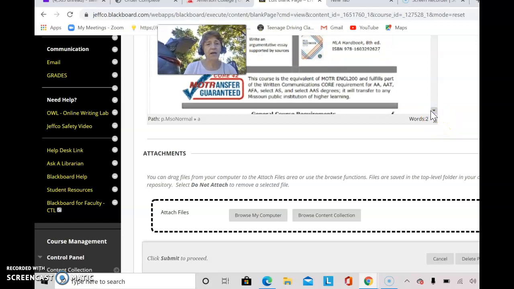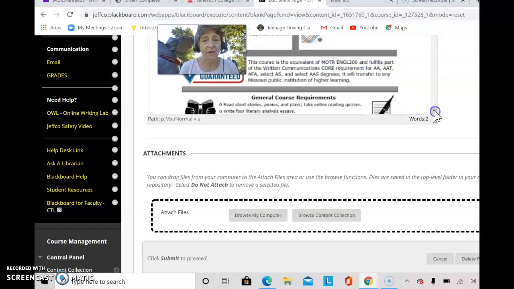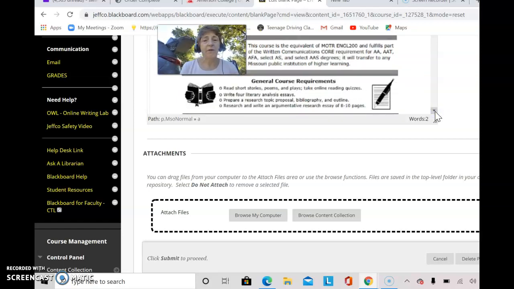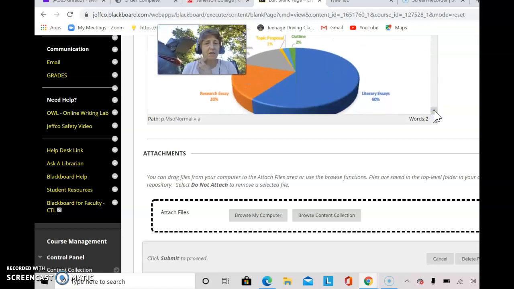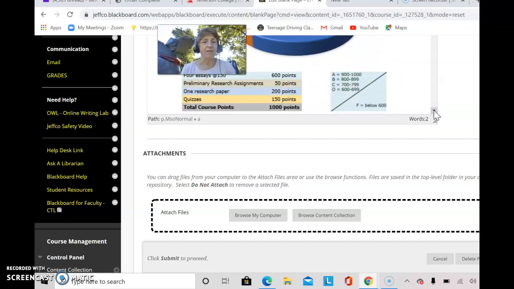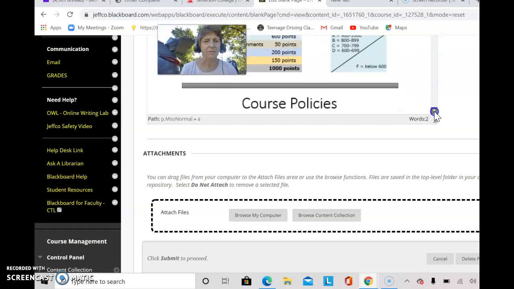As you're scrolling down, you will see that this course will transfer to any Missouri public institution of higher learning. Scroll down further, you will see the general course requirements. Further, you will see the picture of how the course is broken down, and you will also see another way to look at the same information, as well as what makes an A, B, C, or D.